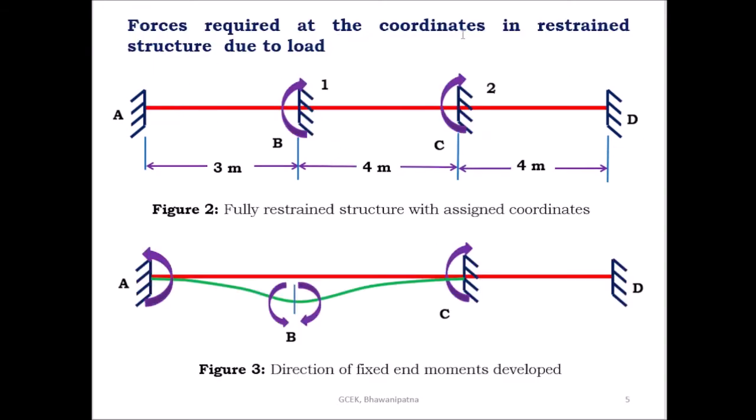These are the forces required at the coordinates in the restraint structure due to load. This is the fully restrained structure with assigned coordinates. Here this is coordinate 1 and this is coordinate 2. The settlement takes place by 10 mm at support B, and this is the direction of the fixed end moments developed. First take the restraint structure, that is, take all supports as fixed, and find the fixed end moments due to external loading or due to the sinking of support. But in this problem there is no external loading, only the sinking of support at B. So you have to find the fixed end moments only due to the sinking of support.